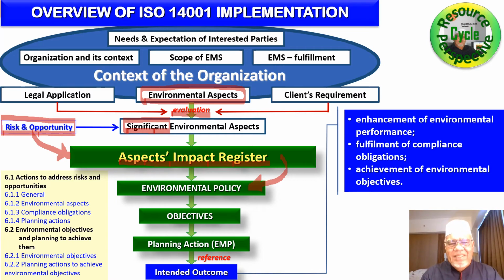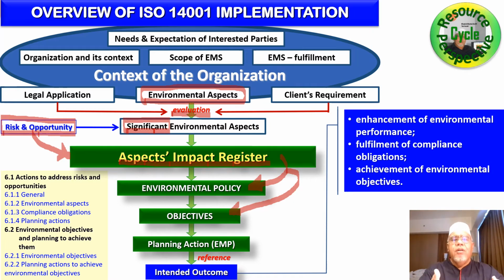After that is done, the policy statement, you can do it in a subtle manner, very professional statement and words of arrangements and all this. Once that is done, the company has got to set, based on the aspects impact register again, what would be their environmental objectives. What are the objectives? What is the way forward?